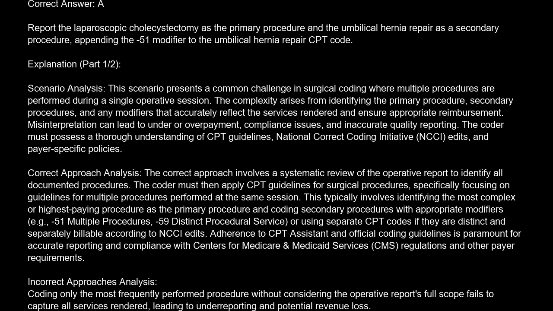The coder must then apply CPT guidelines for surgical procedures, specifically focusing on guidelines for multiple procedures performed at the same session. This typically involves identifying the most complex or highest-paying procedure as the primary procedure and coding secondary procedures with appropriate modifiers, e.g. -51 multiple procedures, -59 distinct procedural service, or using separate CPT codes if they are distinct and separately billable according to NCCI edits. Adherence to CPT Assistant and official coding guidelines is paramount for accurate reporting and compliance with Centers for Medicare and Medicaid Services, CMS, regulations and other payer requirements.